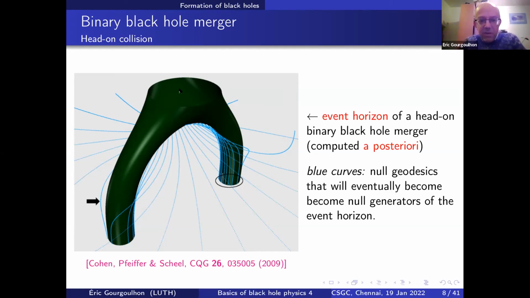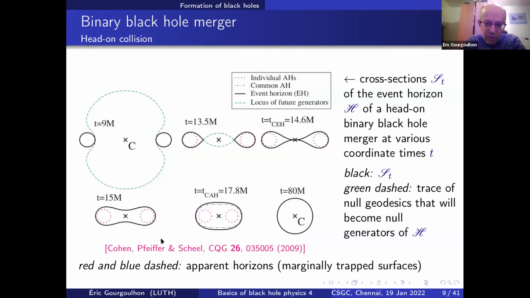Okay, this is another view of the same computation, this head-on collision of two black holes, but now we have equatorial time slices at various times. This is coordinate time, 9M, 13M, and so on and so forth. So at the beginning, we have two separate event horizons, and they are approaching each other. The green dashed line is the locus of some future null generators. I mean, this is the intersection of null geodesics with this constant t slice. And in the future, these null geodesics, like these ones, will join the full event horizon.